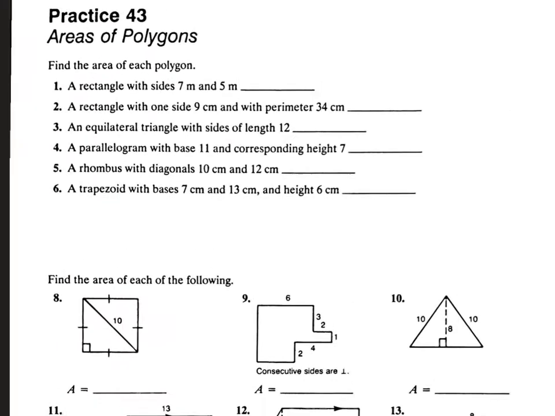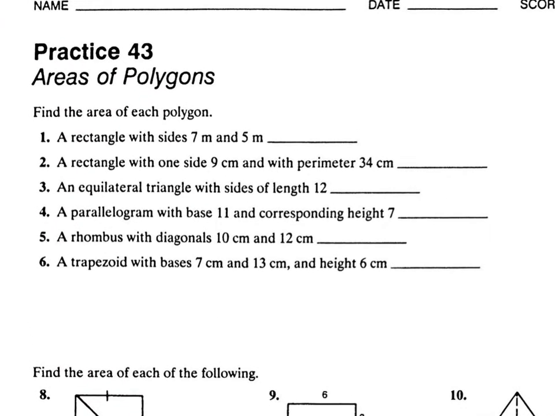The area of a rectangle with side lengths 7 and 5. So rectangle is just length times width, or 7 times 5, which is 35 meters squared.